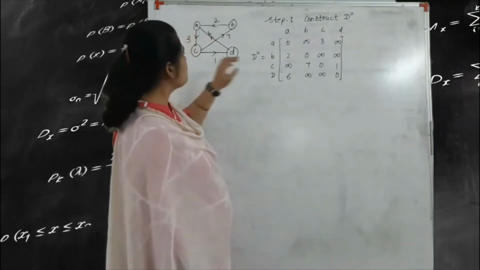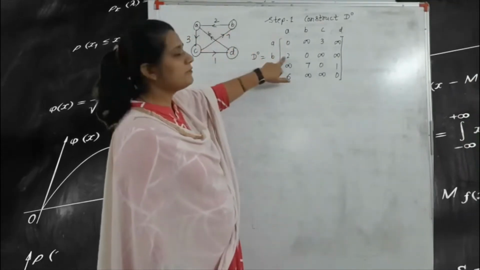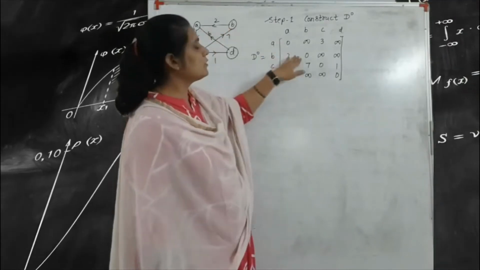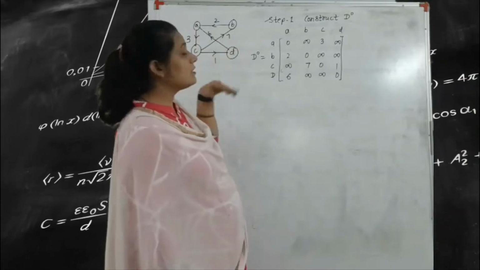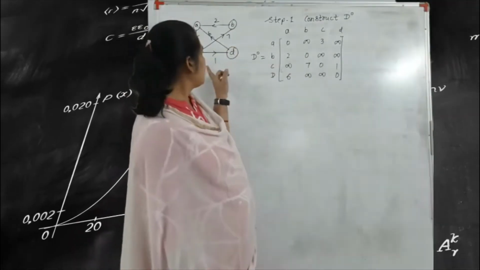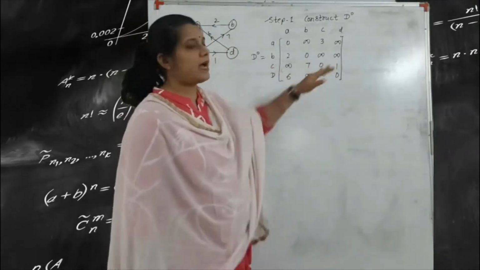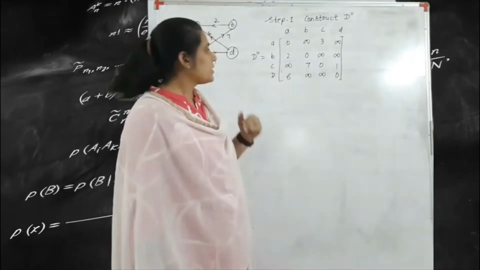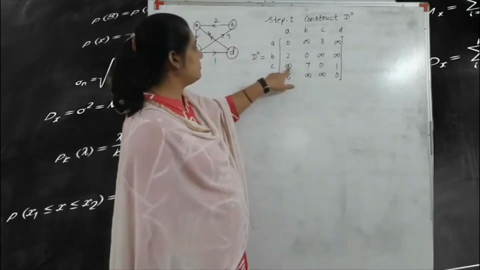Next we write the direction B to A. So B to A, the weight is 2, B to B the distance is 0, B to C is infinite because the direction is C to B. B to D we write infinite. Next is C to A. C to A we write infinite.